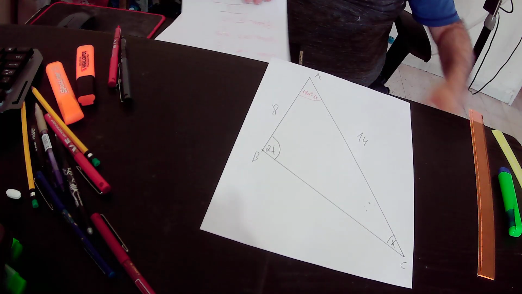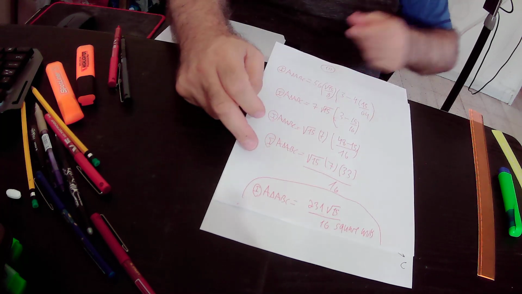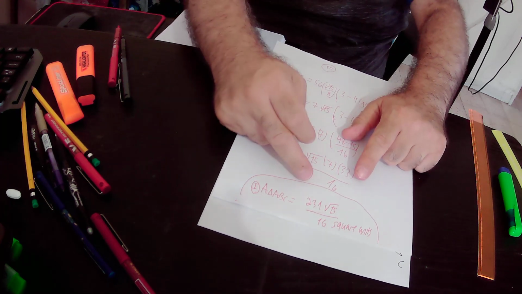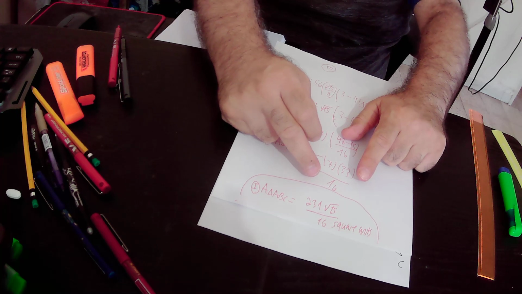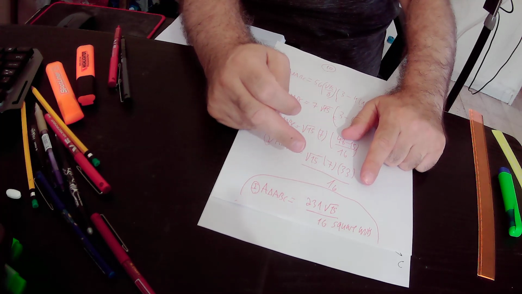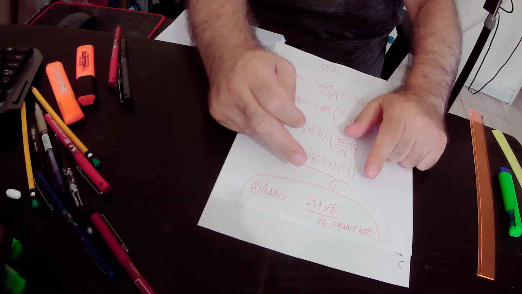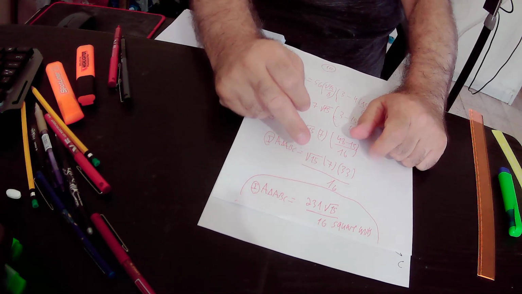So we did it, and we found that the area of triangle ABC equals 231 times root 15 over 16 square units, exactly the same result as we found in the first method. Okay, thank you very much.